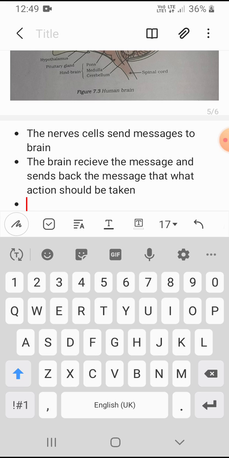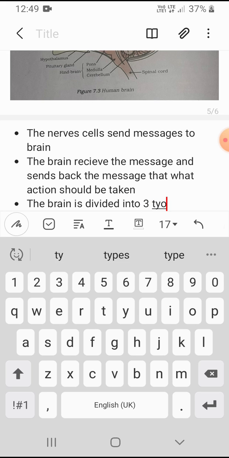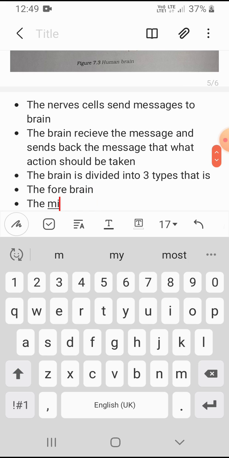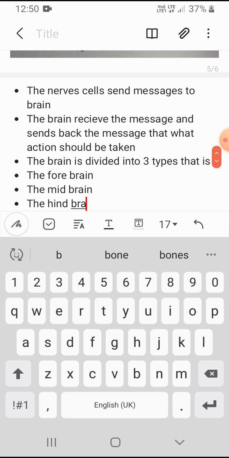Let's know about the brain. The brain is divided into three types: the forebrain, the midbrain, the middle of the brain, and the hindbrain.